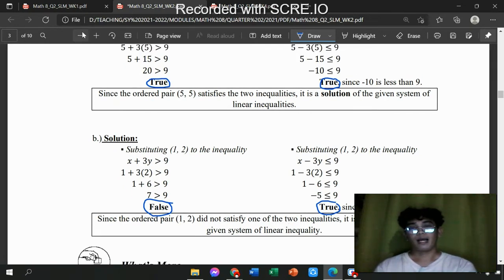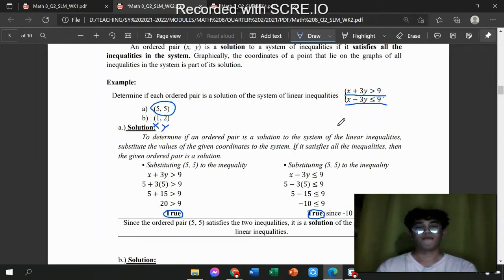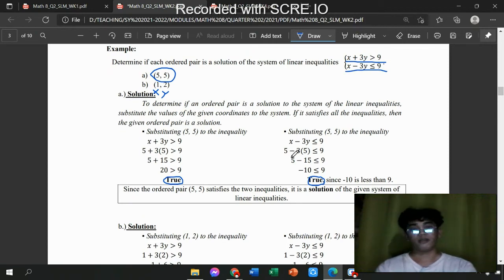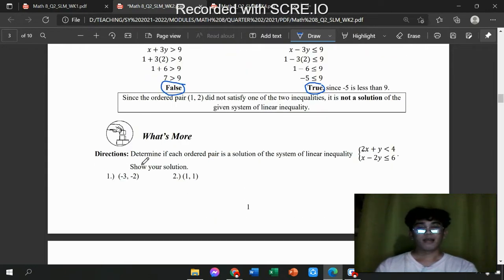So nakita na ninyo class unsaon pag-determine if the given ordered pair is a solution to the given system of linear inequalities. Very easy. Mag-substitute ka sa x ug sa y. Then kung true ang duha, that is a solution. Kung naay false, that is not a solution. So you will try answering the What's More activity. This will serve as your practice activity. Practice this at home, of course. So this is the given linear inequality, and these are the ordered pairs. So inyong i-determine if these are solutions to this given linear inequality.